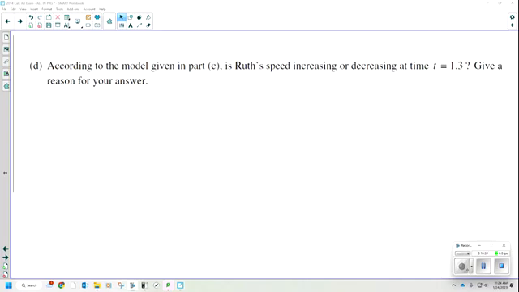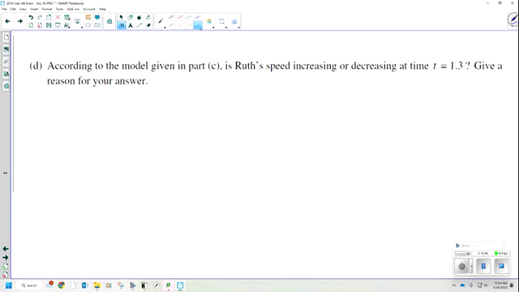1D, which is the last problem for this video. According to the model given in part C, is Ruth's speed increasing or decreasing at time 1.3? Give a reason for your answer. Okay, well, this really is a nice, good problem. It's a typical problem to end with, and I love it.